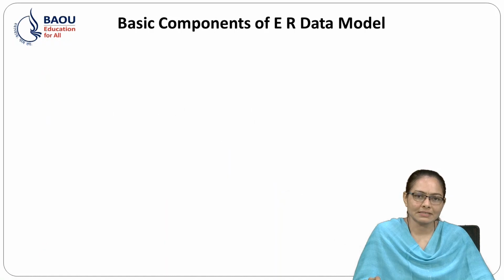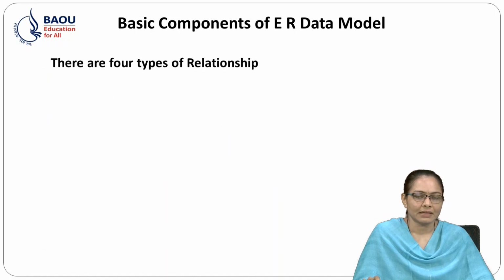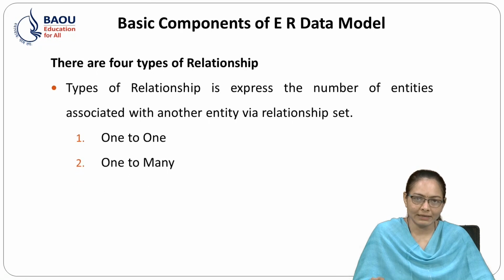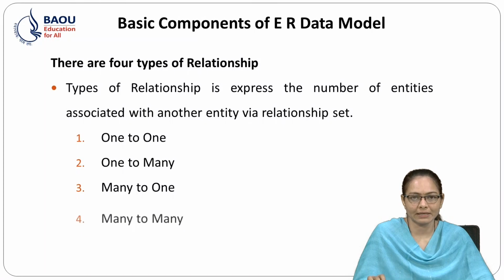Now the next is, there are four types of relationship. Types of relationship express the number of entities associated with another entity via a relationship set. So, the four types are one to one, one to many, many to one, and many to many relationship.